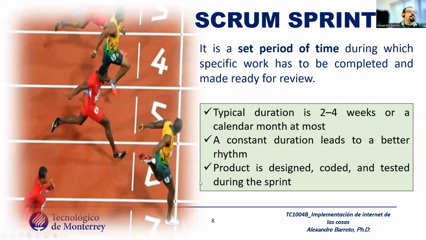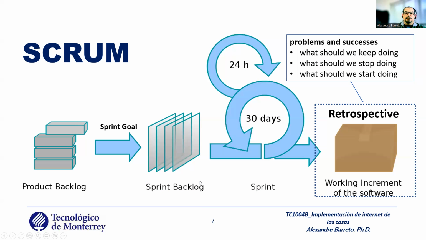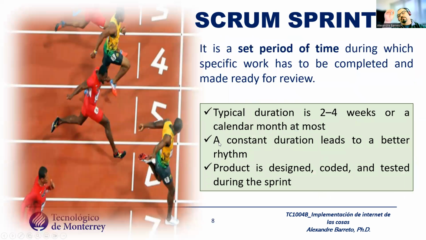Oops, sorry. It is the summarization of the sprint process. Now we start to describe the process one by one. The first one is the Scrum sprint. It's a set period of time during which specific work has to be completed and made ready for review. Okay, it's the amount of time. It can be, for example, 1 week, 2 weeks, or 4 weeks. Okay, but it has a constant duration.